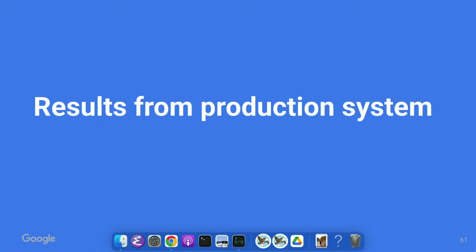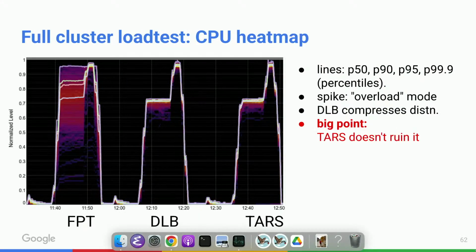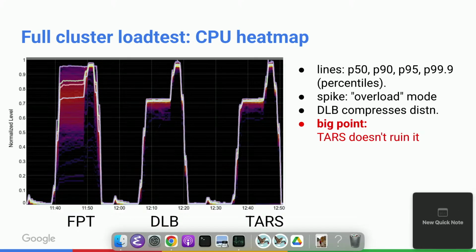And finally, some results from the production system. So what are we looking at here? This is CPU. Notice we weren't trying to optimize CPU. We're just trying to not ruin it. So if you do fingerprint load balancing, that's actually pretty crummy, right? This is kind of a heat map. This is time, and this is normalized CPU utilization. Each vertical slice is a heat map for one particular point in time.